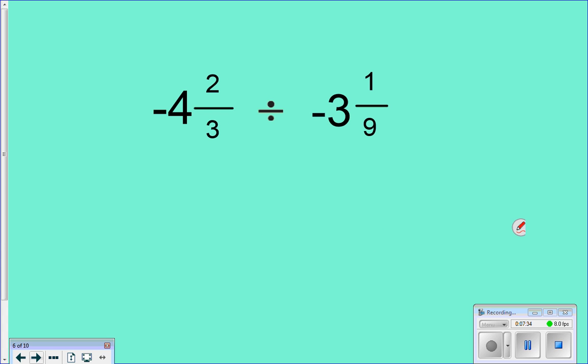So you have to change to improper fractions first. Okay, so it's negative 4 2/3 divided by negative 3 1/9. First thing we're going to do is change to improper fractions. So negative 14 over 3 divided by negative 28 over 9.